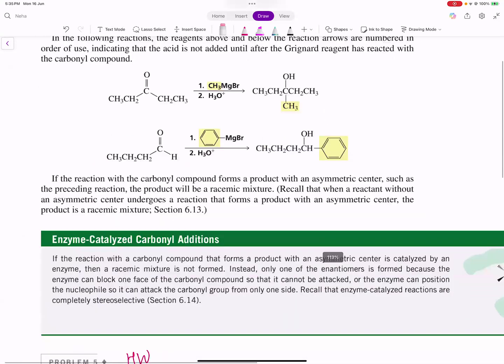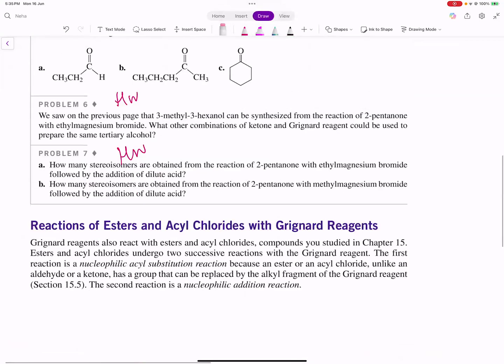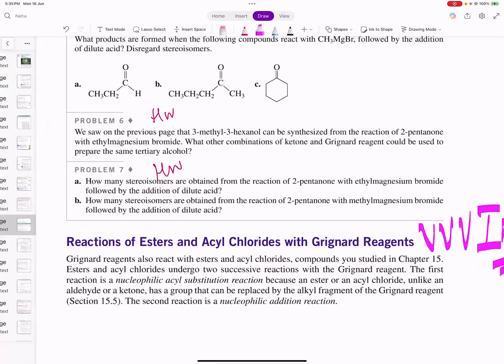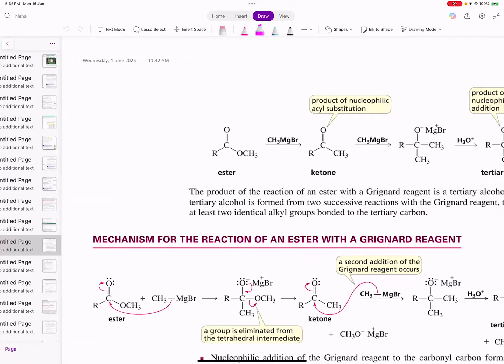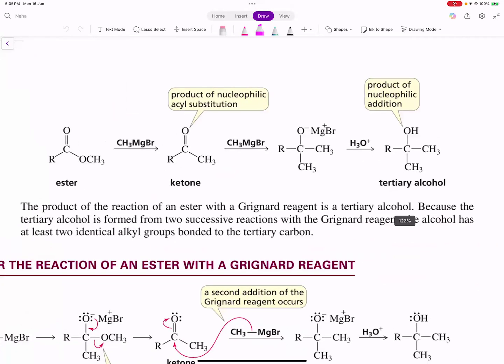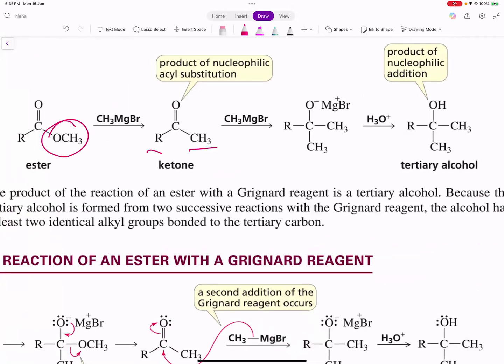Good. Now, reactions of esters and acyl chlorides with Grignard reagents. Very, very important. What is going to happen when we react a Grignard reagent with this? In the first step, obviously the Grignard reagent R negative is going to replace this, because an ester will undergo nucleophilic acyl substitution. This group will be replaced by the new nucleophile.